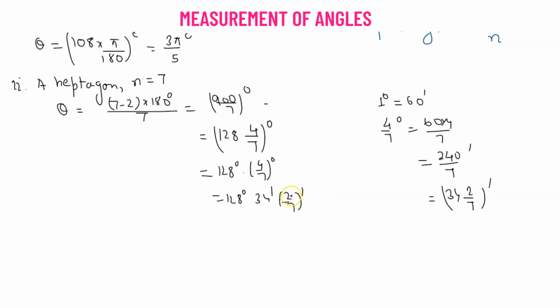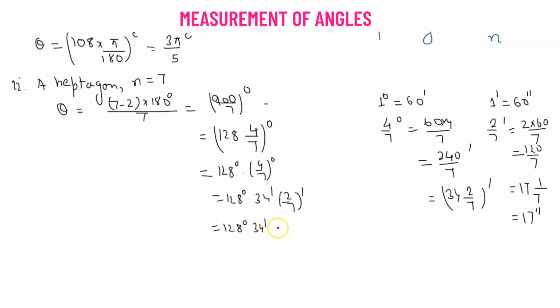And finally, we're going to convert 2 over 7 minutes to its equivalent in seconds. So we have 1 minute equals 60 seconds. So that means 2 over 7 minutes will be 2 times 60 divided by 7. So here we have 120 over 7, which can be expressed as 17 and 1 over 7. So here we have 17 seconds. So that means we have 128 degrees, 34 minutes and 17 seconds. So this is the angle measure in degrees.